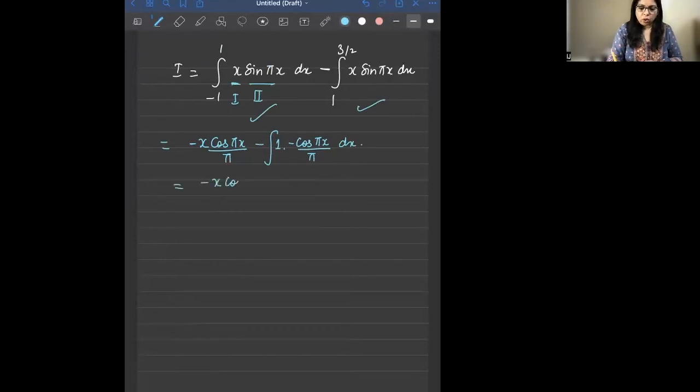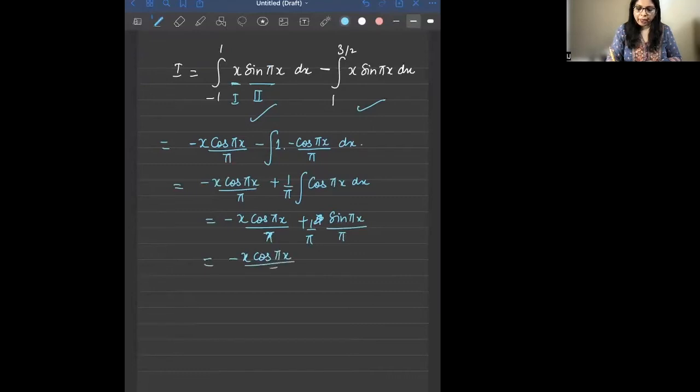So minus x cos pi x upon pi plus integral 1 by pi integral of cos pi x dx, and integral of cos pi x is sin pi x upon pi. Here we had 1 upon pi. So our answer is minus x cos pi x upon pi plus 1 upon pi square sine pi x. So let us put the answer in these two integrals.